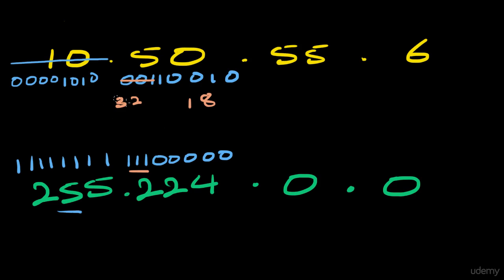Therefore, the network ID here is everything in the first octet, 10. In the second octet, it's 32, the value of these first 3 bits. 18, the remainder of the second octet, everything in the third octet, and everything in the fourth octet are host ID.